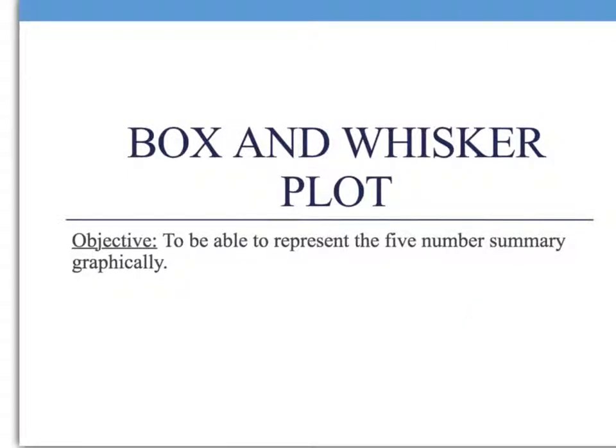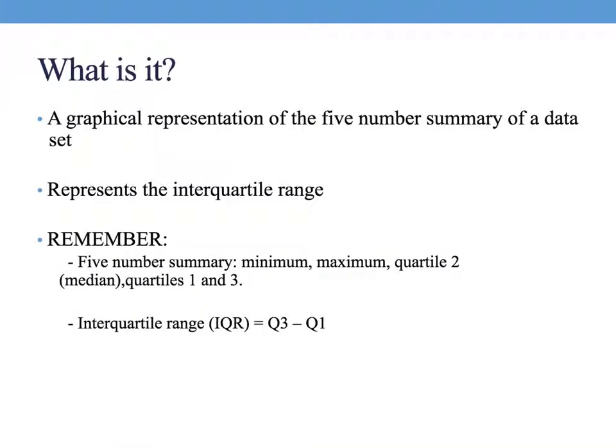Today we're going to learn how to construct a box and whisker plot, which is the graphical representation of the 5-number summary. Like I said, it's a graphical representation of the 5-number summary of a data set. Remember, the 5-number summary is the minimum, maximum, the second quartile, which is the median, and quartiles 1 and 3. The box and whisker plot represents the interquartile range, remember, which is the IQR, and is really just the third quartile take away the first quartile.